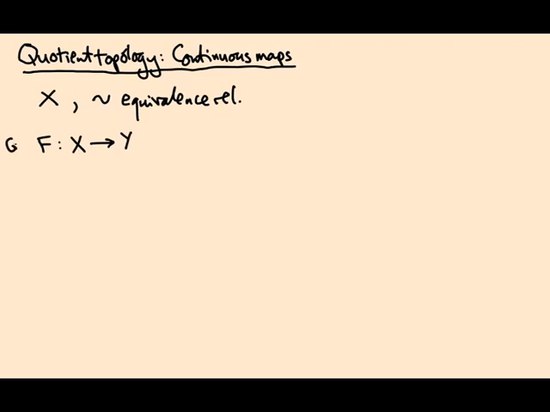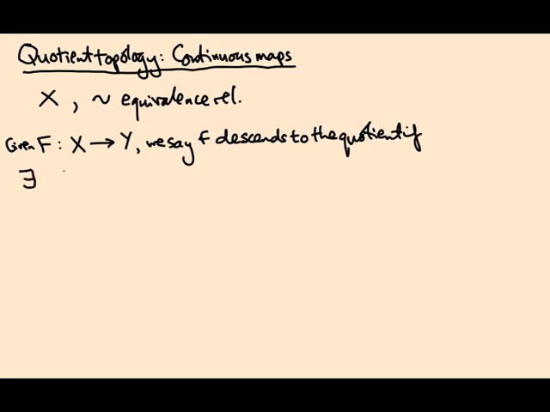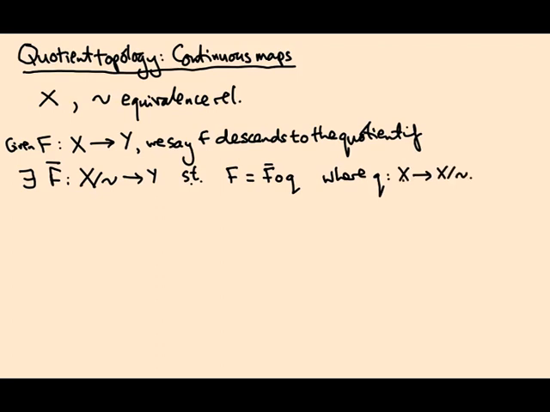So given such a map, we say F descends to the quotient if there exists a map, which I'll write F bar, from the quotient to Y, such that the map F from X to Y is obtained by composing the quotient map from X to X mod tilde with F bar. Q is the quotient map that sends a point in X to its equivalence class. So this is what it means for a map to descend to the quotient.